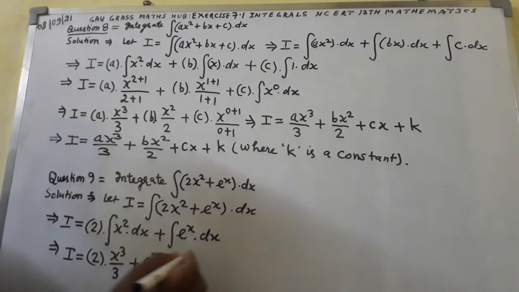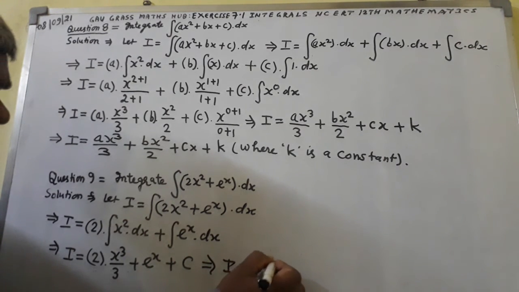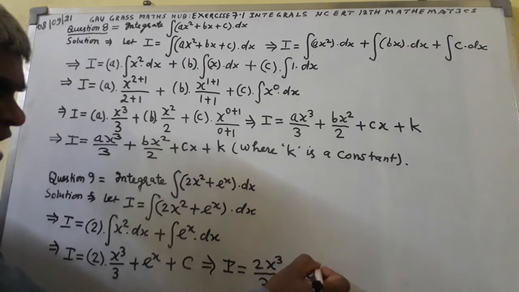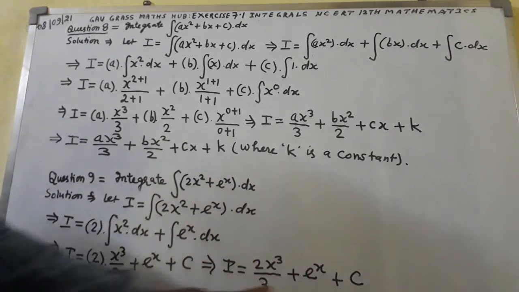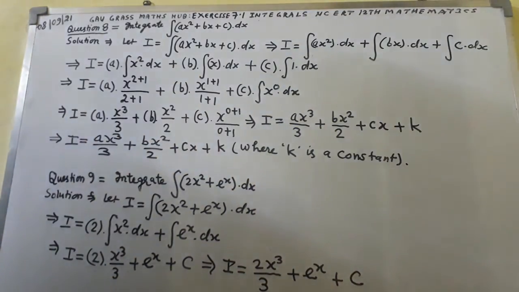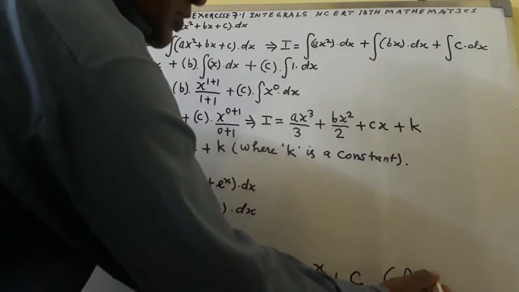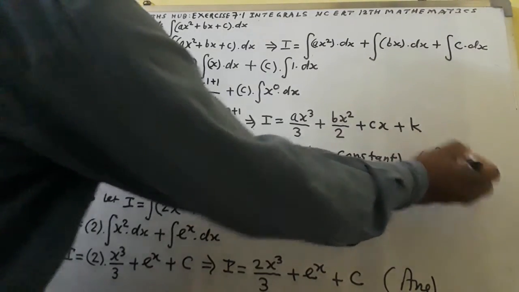The final answer we have got, implied that I equal to 2x cube whole over 3 plus e raised to the power x plus c, where c is a constant. This will be the correct answer we have got.